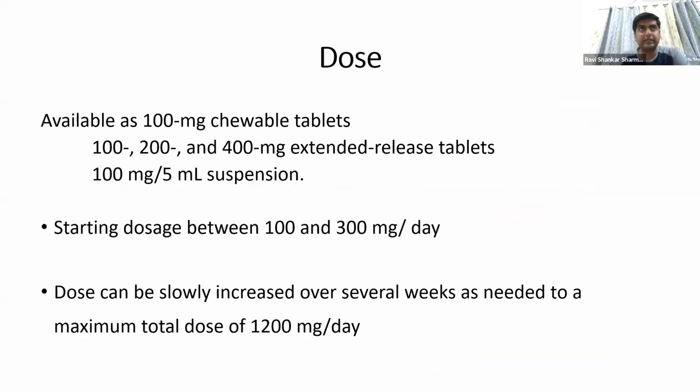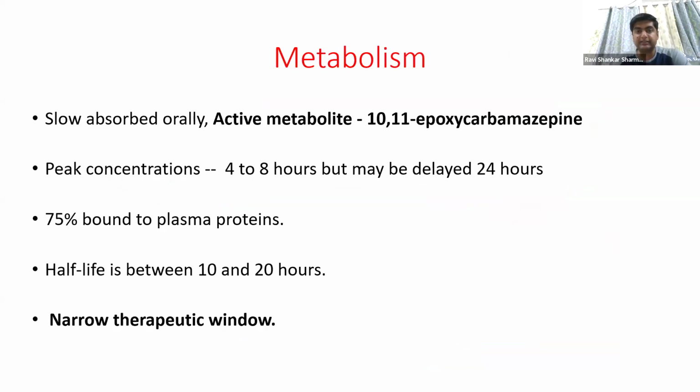Dose: again, I told you go low, but go slow. BD to TDS dose of 100 milligram you can use, and then gradually you can increase it to the maximum dose of 1200 milligram per day. Metabolism: it's active. Whatever I have highlighted has been asked as MCQ. The active metabolite is 10,11 epoxy carbamazepine. Again, after phenytoin, this is the second drug with a narrow therapeutic index, and most of it is bound to plasma proteins.